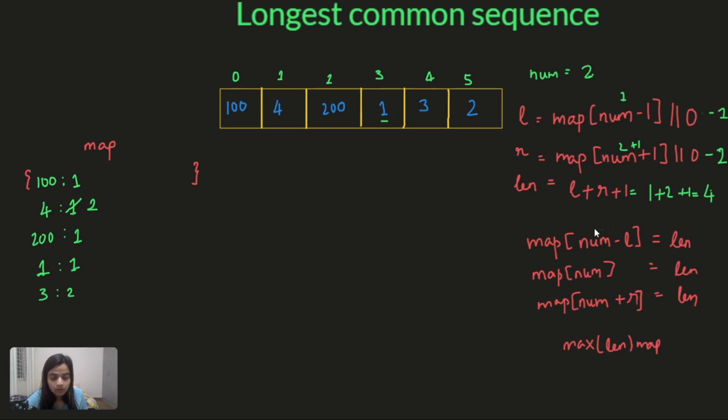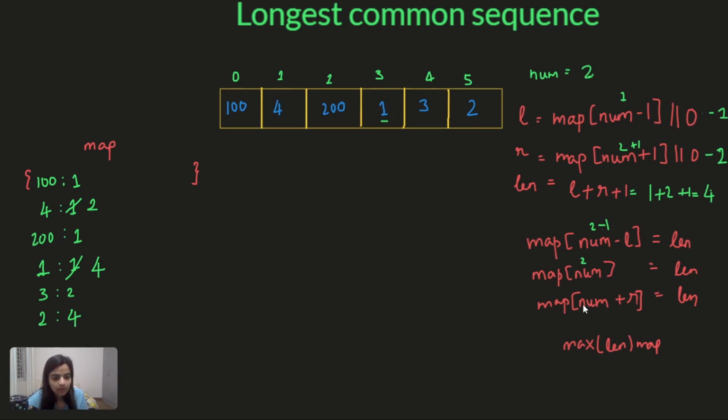Okay. So now num is what? 2 minus L is 1. 2 minus 1 is 1. 1 will be updated to len. So map of 1 is currently 1. That will be updated to len, which is 4. Similarly, map of num. Num is what? 2. Map of 2 will also get updated to 4. There was no 2 value, so I'm adding map of 2. This will become 4.